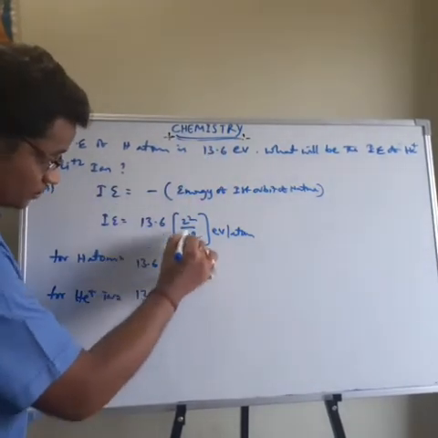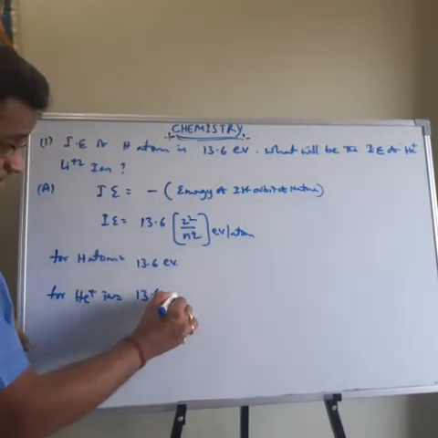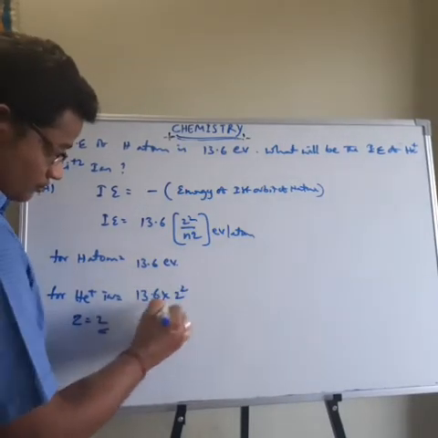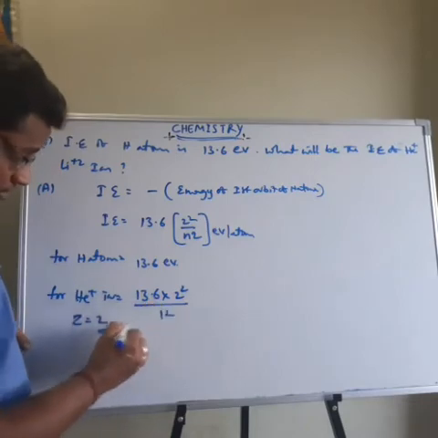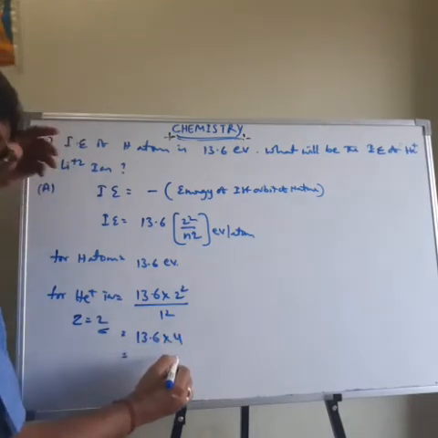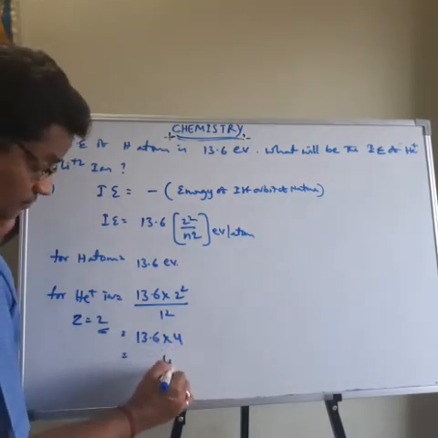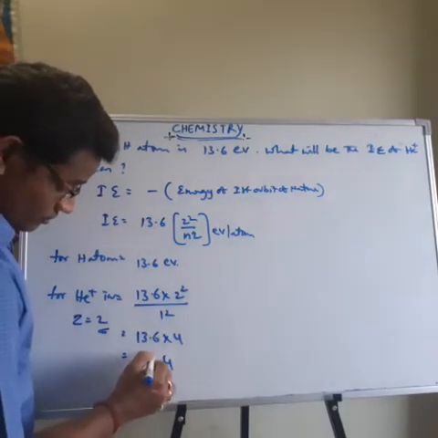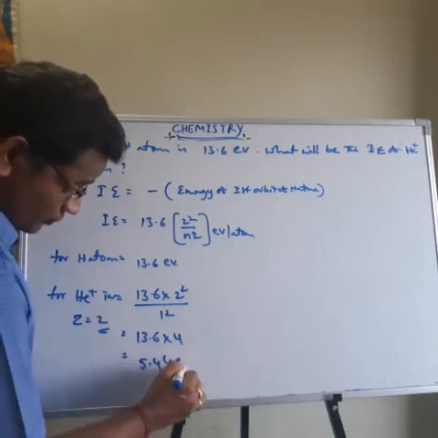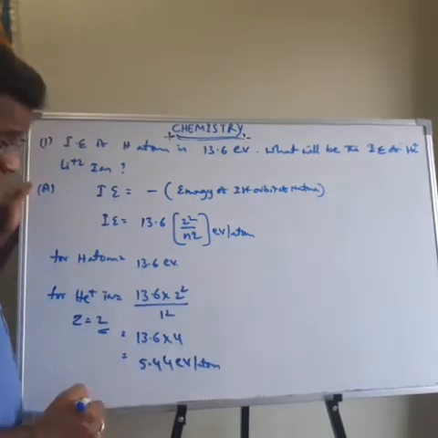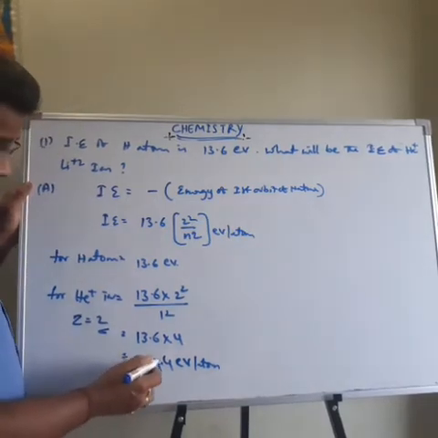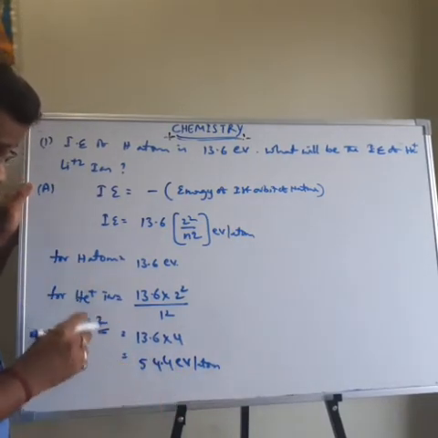13.6 into Z, the atomic number of helium. Z value of helium is what? 2, no? 2 squared divided by first orbit 1 squared. Then its value is 13.6 into 4. How much will we get? 4 sixes are 24, 4 threes are 12 plus 2 is 14, 4 ones are 4 plus 1 is 5. So 54.4 electron volt per atom. That is the ionization energy of the first orbit of He+ ion.